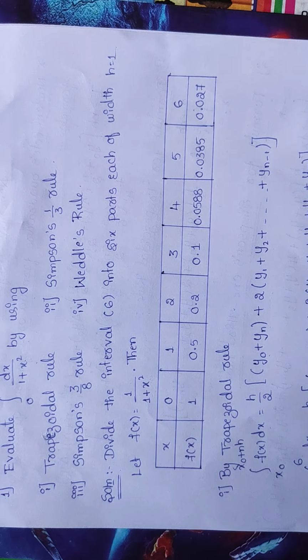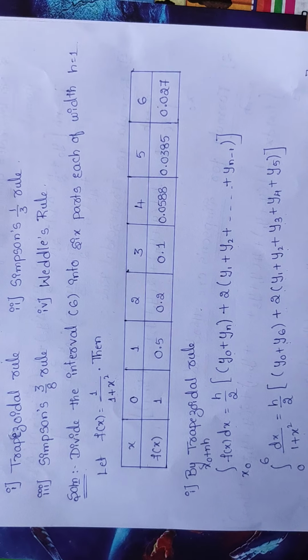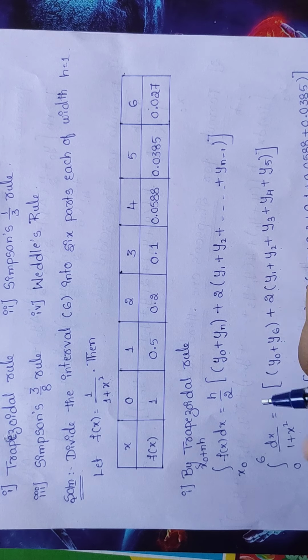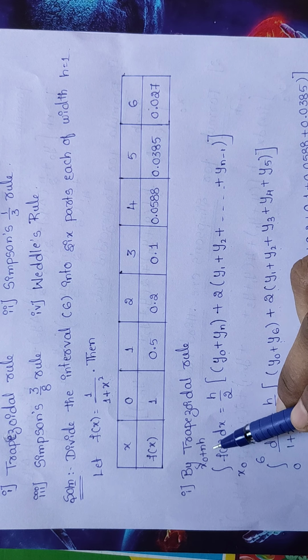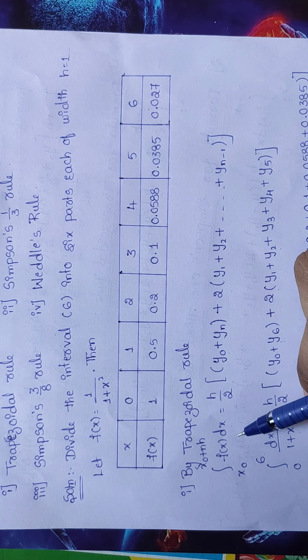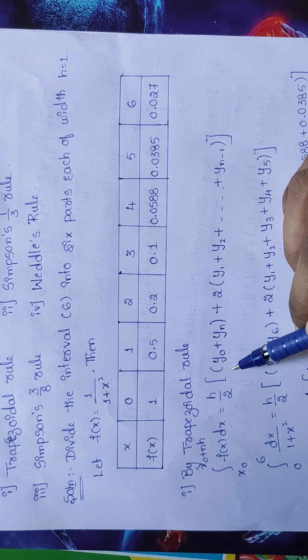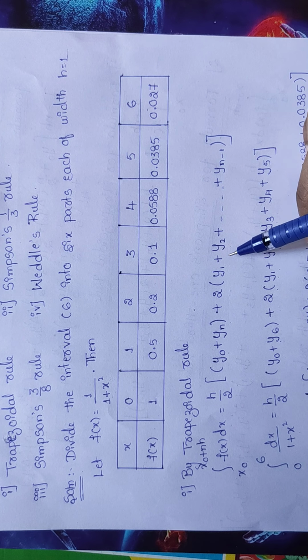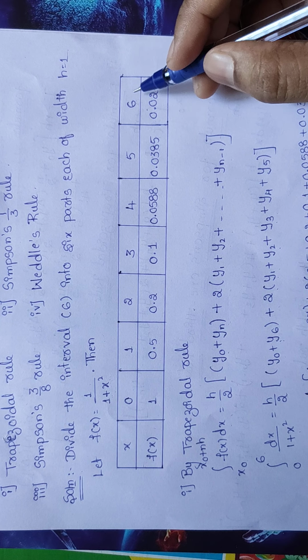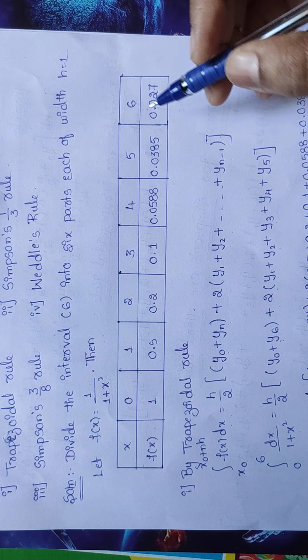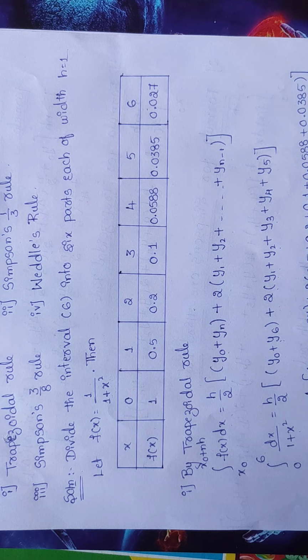Substitute in the table. So now by trapezoidal rule. Trapezoidal rule means we know the formula: integral from x0 to x0 plus nh of f of x dx is equal to h by 2 [y0 plus yn plus 2 into (y1 plus y2, and so on up to y n minus 1)]. In this problem, the last n value is 6. So we have to take up to n minus 1, meaning 6 minus 1.